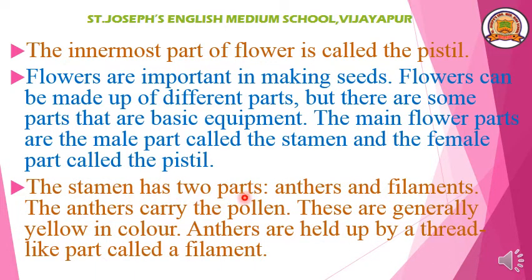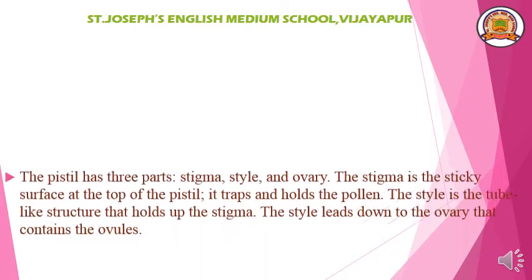The stamen has two parts. One is the anther and the other is the filament. The anther carries the pollen grain. These are generally yellow in color. Anthers are held up by the thread-like part called the filament. The filament is a tube-like structure which carries the anther. The anther is a yellow, powdery substance which carries pollen grains. This is called the male reproductive part of a flower.